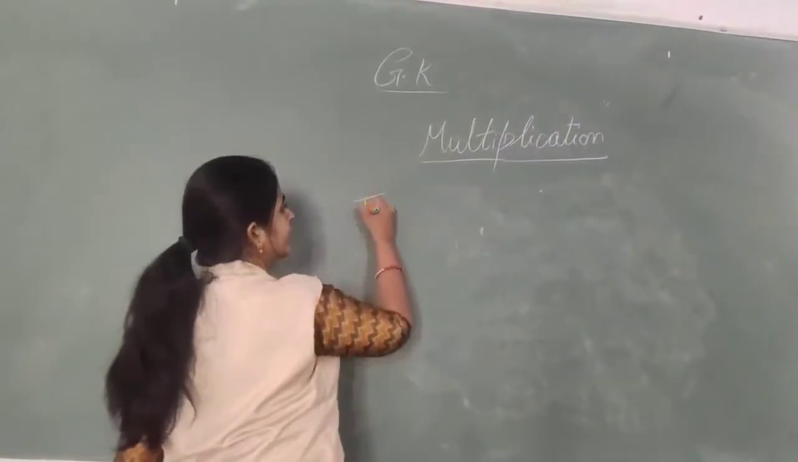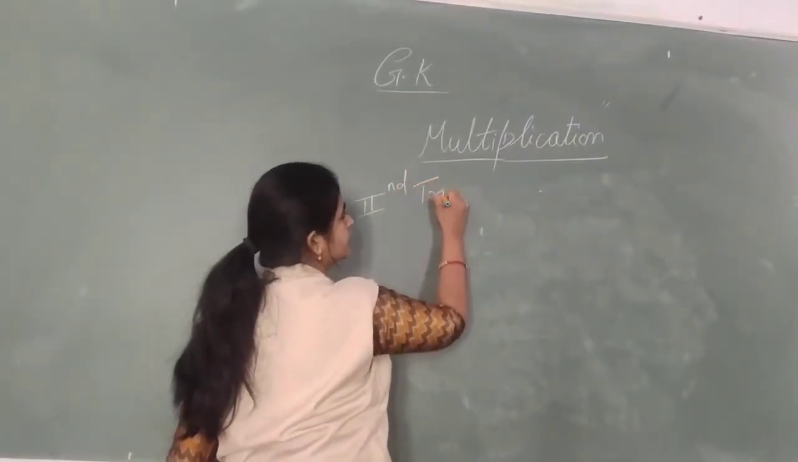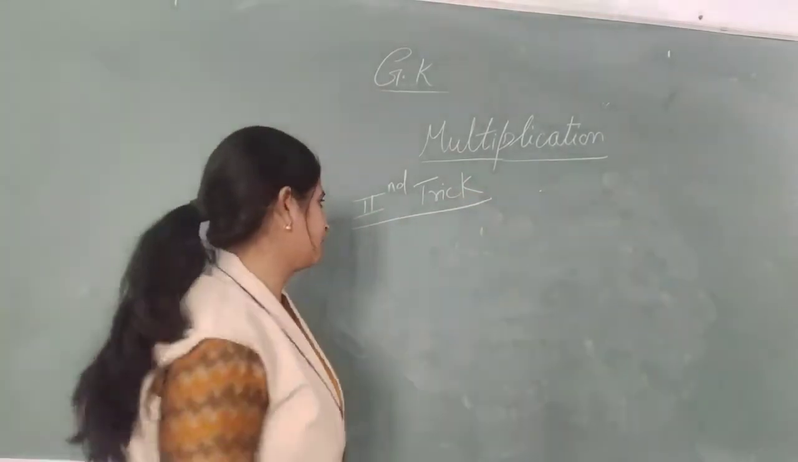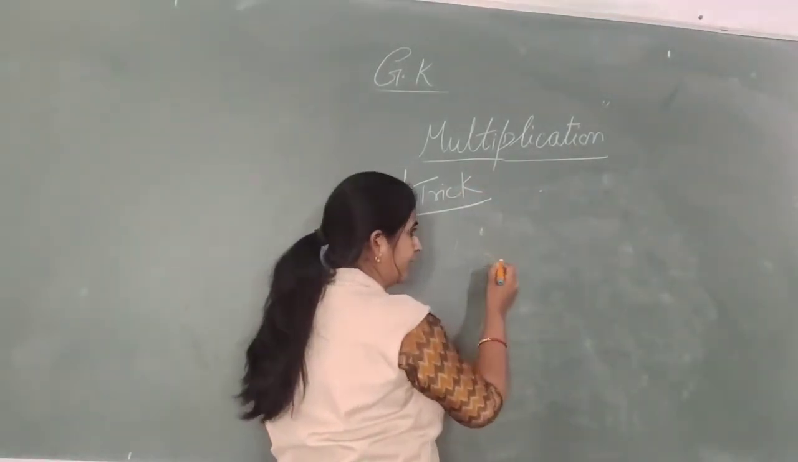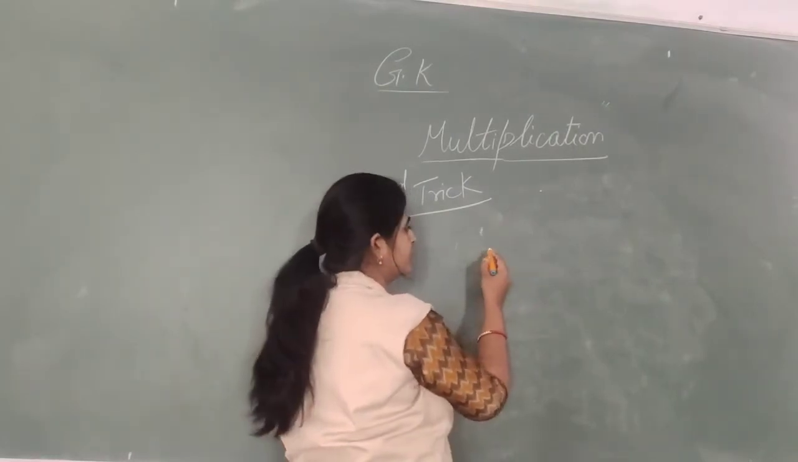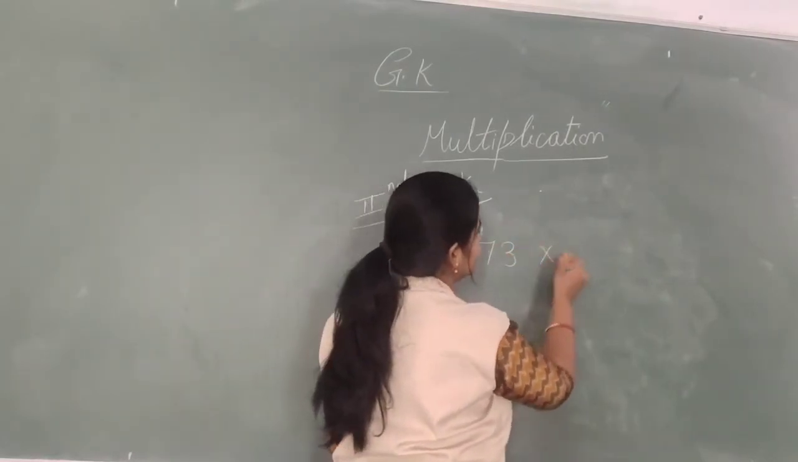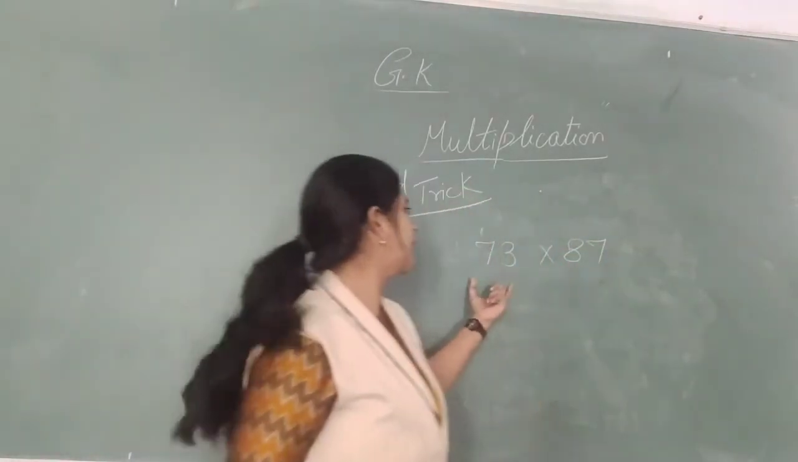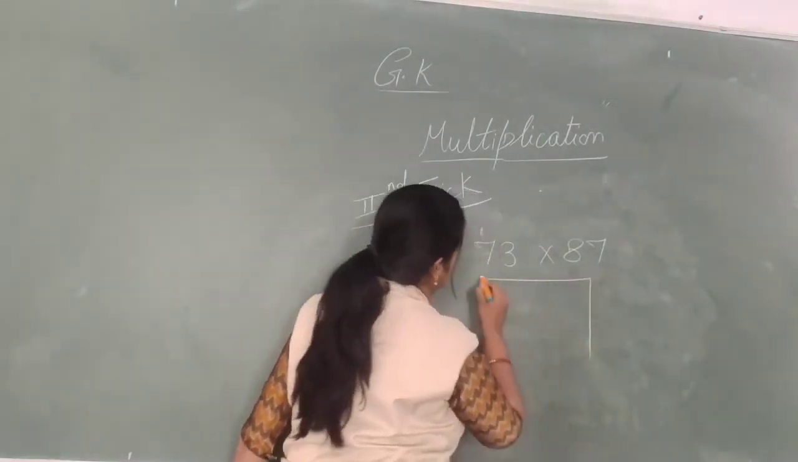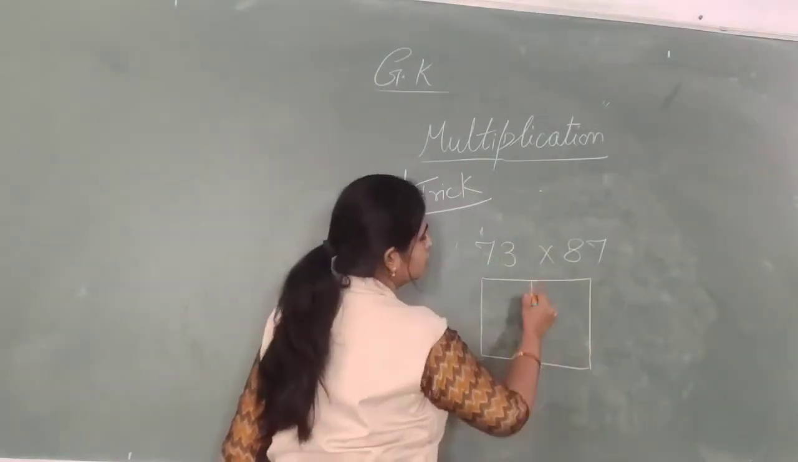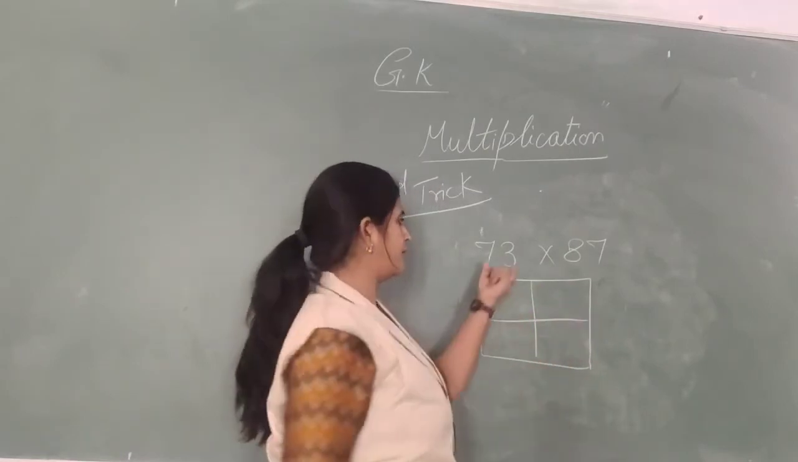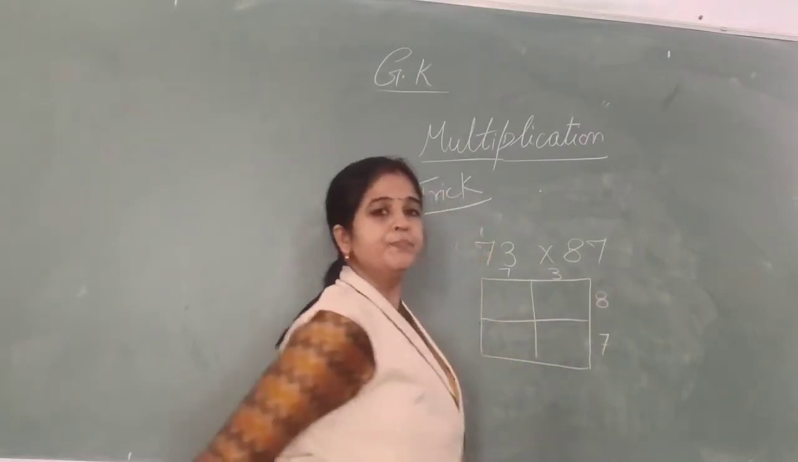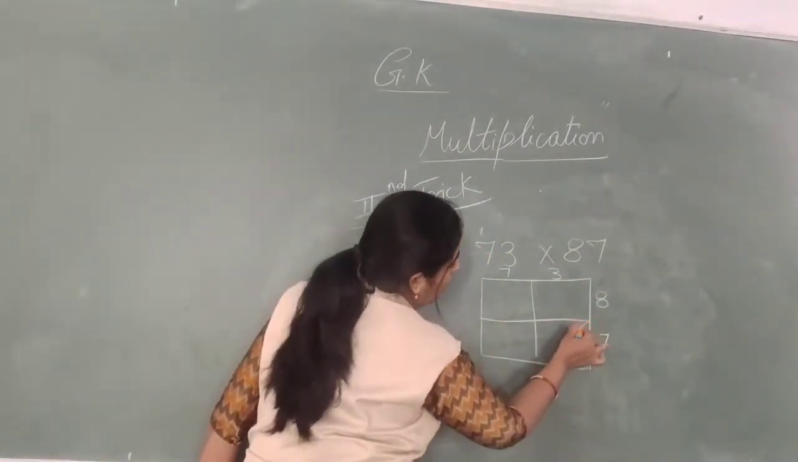Now I am telling you the second trick. I have taken an example, I want to multiply suppose 73 into 87. Both are 2 digit numbers. Okay, you have to make a block, 2 by 2 block, means 2 columns and 2 rows, because I am having 73 and 87. Clear? Now make diagonals in between the block.